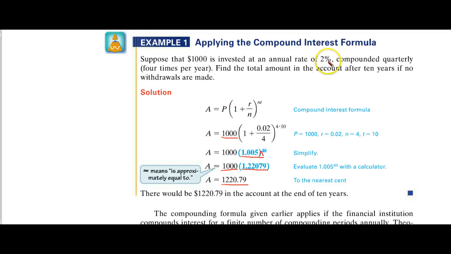And 2% is pretty good these days. It used to be 5 and 6% and 7 and 8% in some cases. But now it's 1% or 0.5%. So this is pretty good. So that's what you might do if you are saving $1,000.